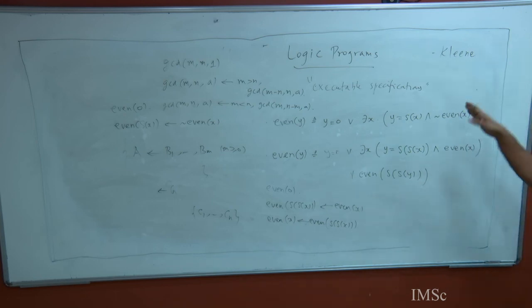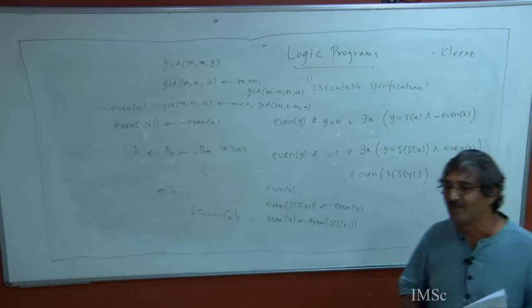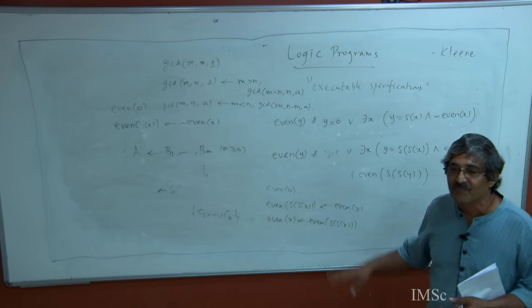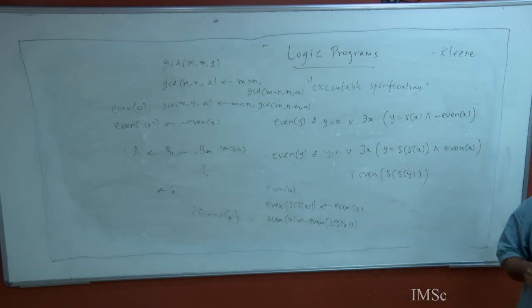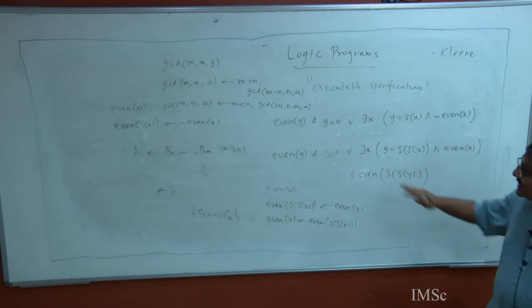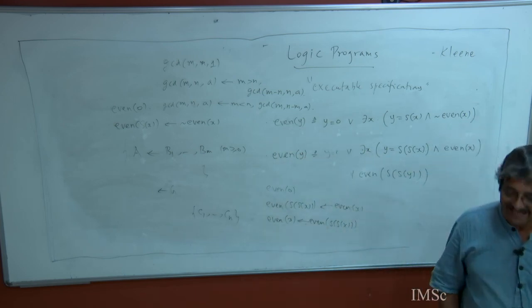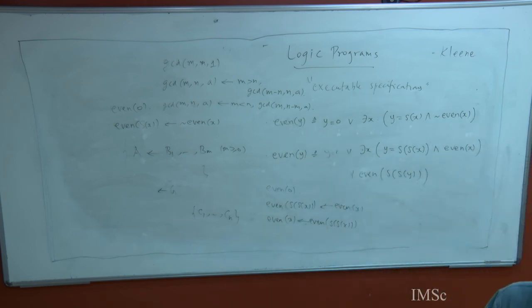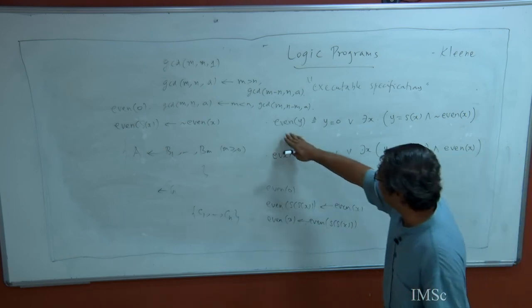So notions like computable relations, recursively enumerable and all will come later on, so let's not worry too much about it. Think of it as, here is a program for even, right? You think of your atomic formulas as program names, right? Even is a program, right? That's an atomic formula that you are defining.